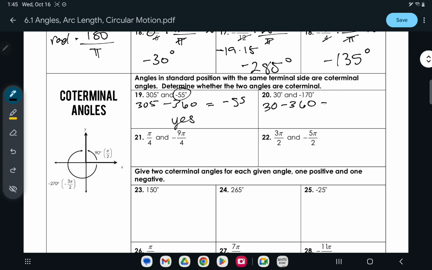30 minus 360 is negative 330, which is not negative 170. So these are not coterminal. We can do it with radians as well. So pi over 4, we would subtract 2 pi, because that's the full rotation. But we're subtracting fractions, so really, wouldn't that be 8 pi over 4 to get the common denominator? So pi over 4 minus 8 pi over 4 would give me negative 7 pi over 4, which is not the negative 9, so no.